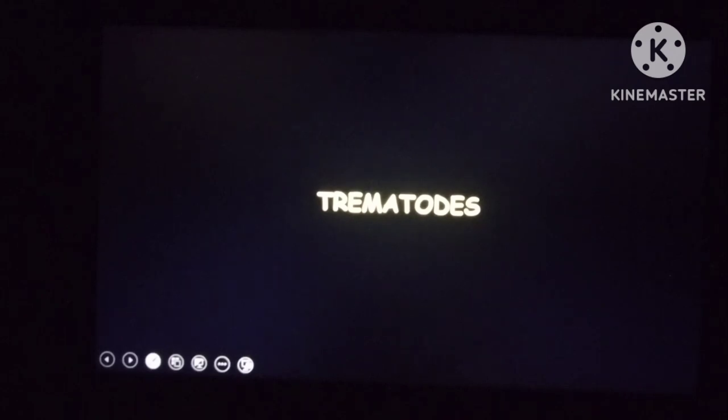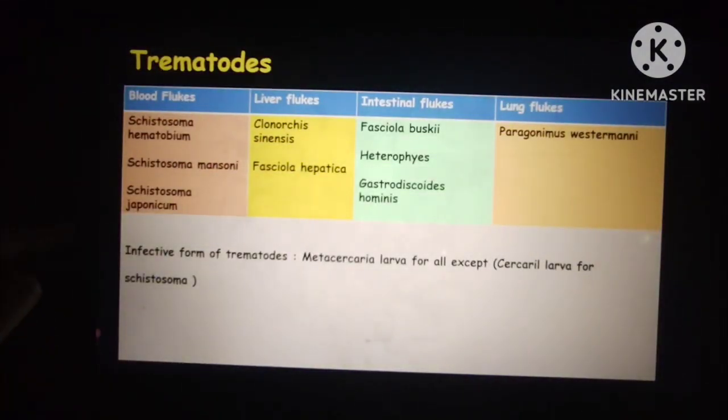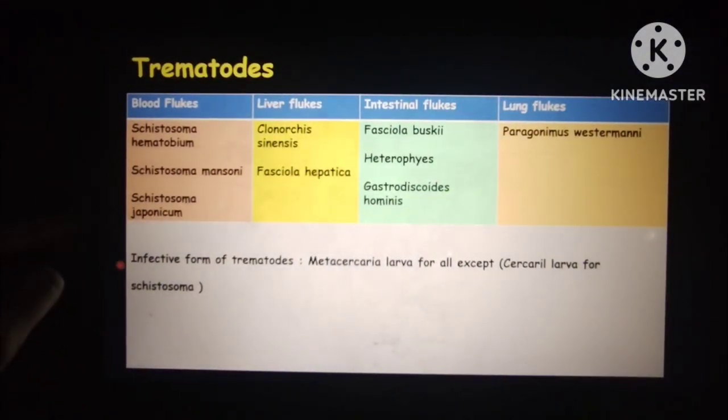Here we will be dealing with trematodes. As you know, among trematodes there are blood flukes, liver flukes, and intestinal flukes, so we'll go through that. First, you want to remember this classification, which is very important.